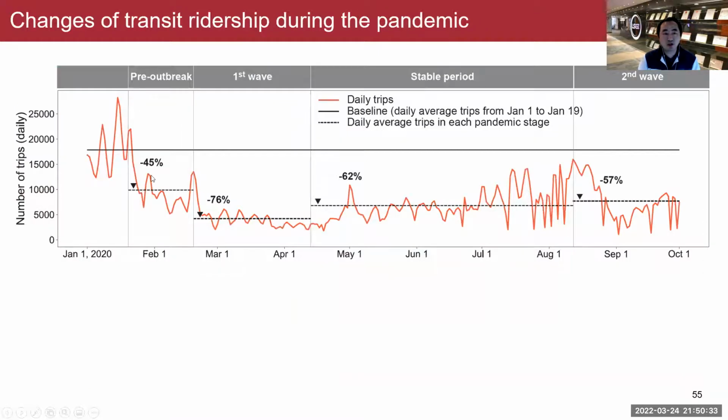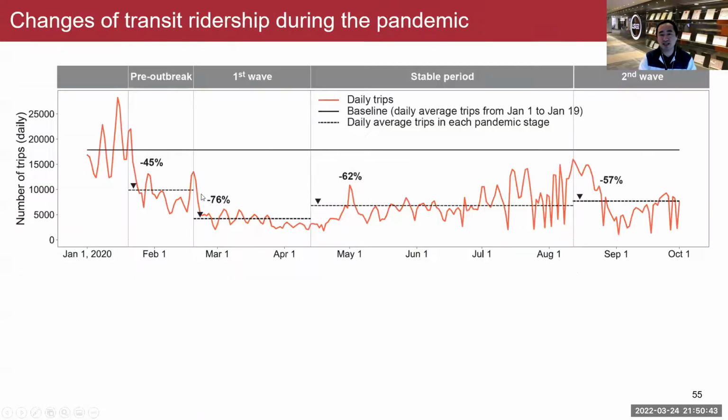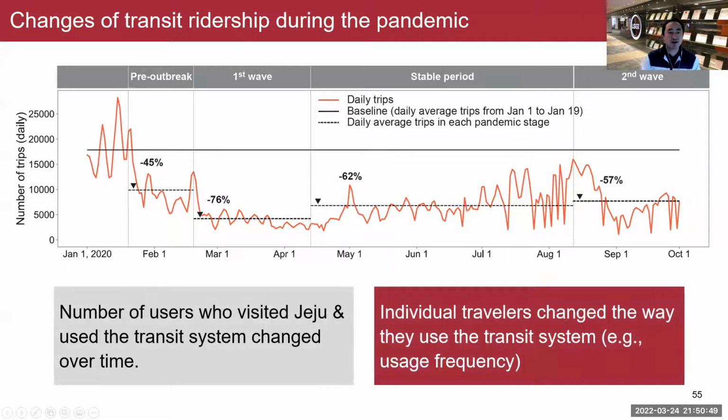So we analyze large-scale smart card data sets in the system, in the city, and we look at the ridership and how it changes over the 9 months in 2020. If you compare this reduction with the private mode, you will see that the decay for public transit is higher. But there are two reasons for this. First, if the pandemic is severe, fewer people would visit Jeju, and then the overall number of trips, the ridership in the system, would be lower.